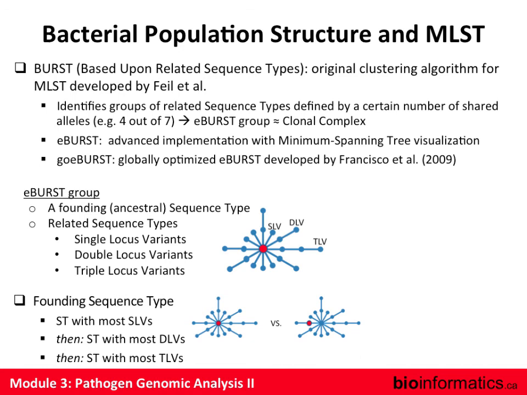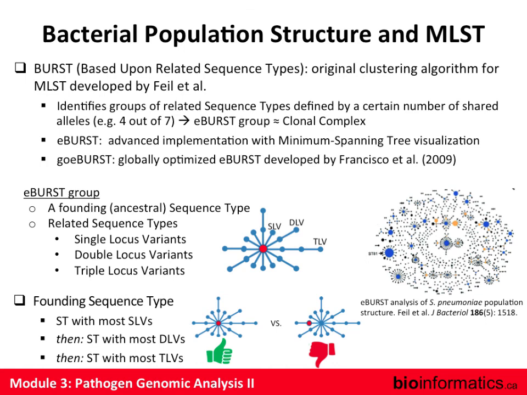It's not really that important that you know the specifics, but we're trying to figure out groups, as well as who was the founder of that group. That's what it boils down to. So in this particular case, we think that the ancestral one is the one in the middle, not the one on the side, because when the one in the middle is assumed to be the ancestor, it maximizes the number of SLVs, DLVs, and TLVs. So mathematically, you can try to infer that. And you can do that at the population level and generate a big map of clonal complexes and their related sequence types.